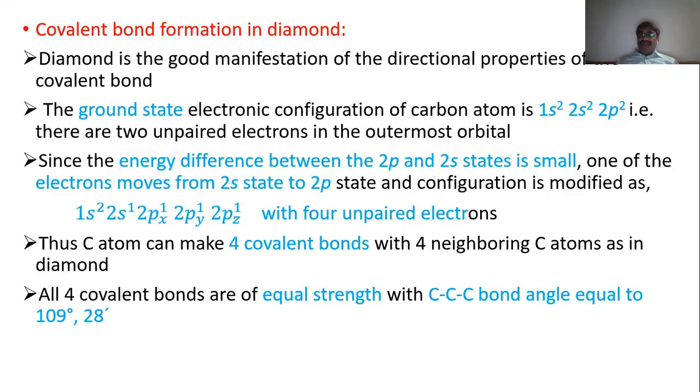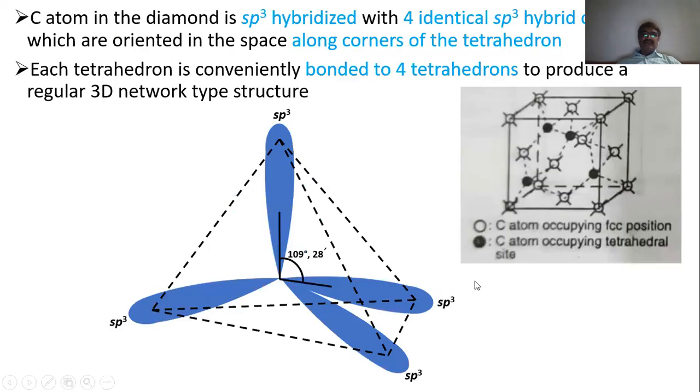Each bond is of equal strength, and there is a specific angle between the two bonds, and that should be perfect, and that is equal to 109 degree 28 minutes. Now, how is this possible? This is possible if we consider the next consideration.